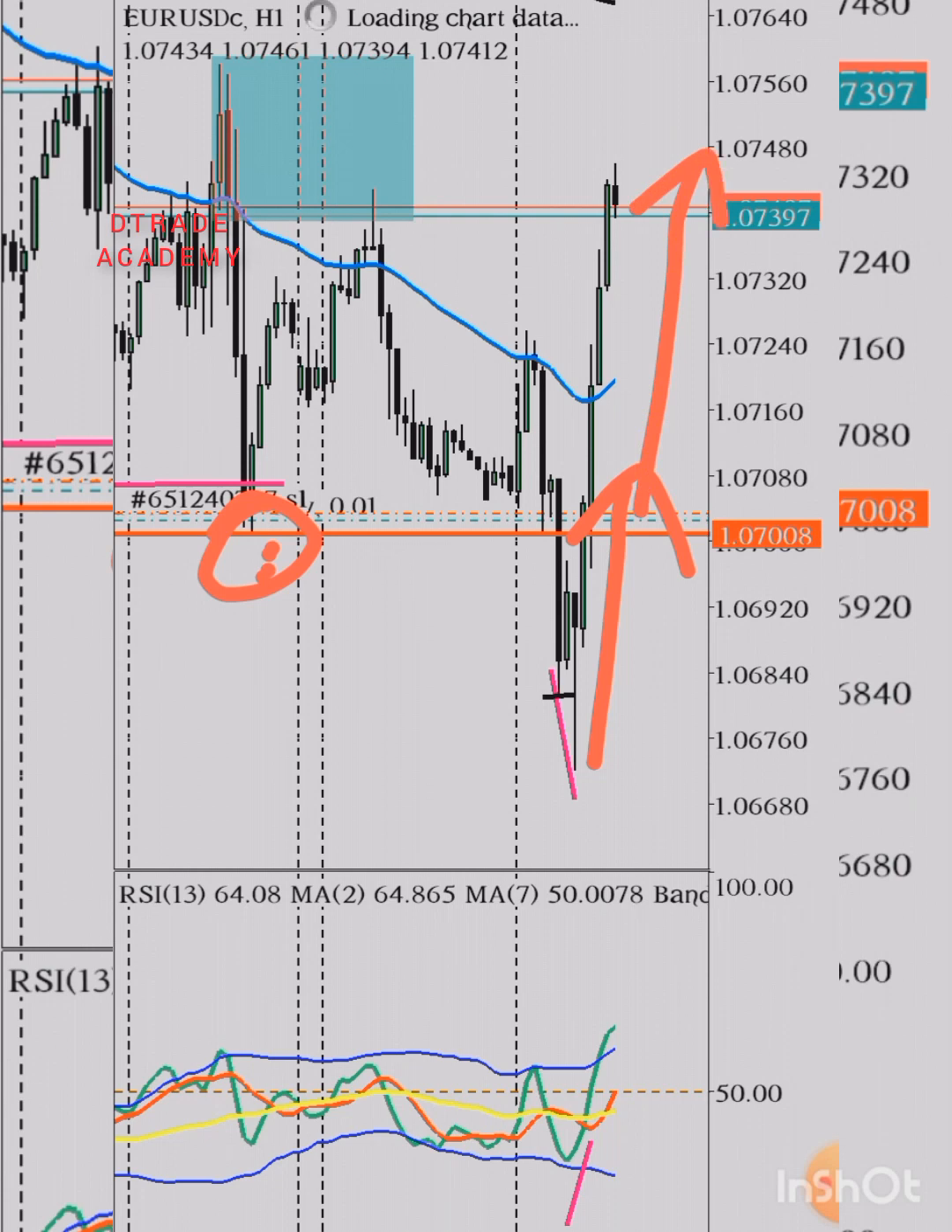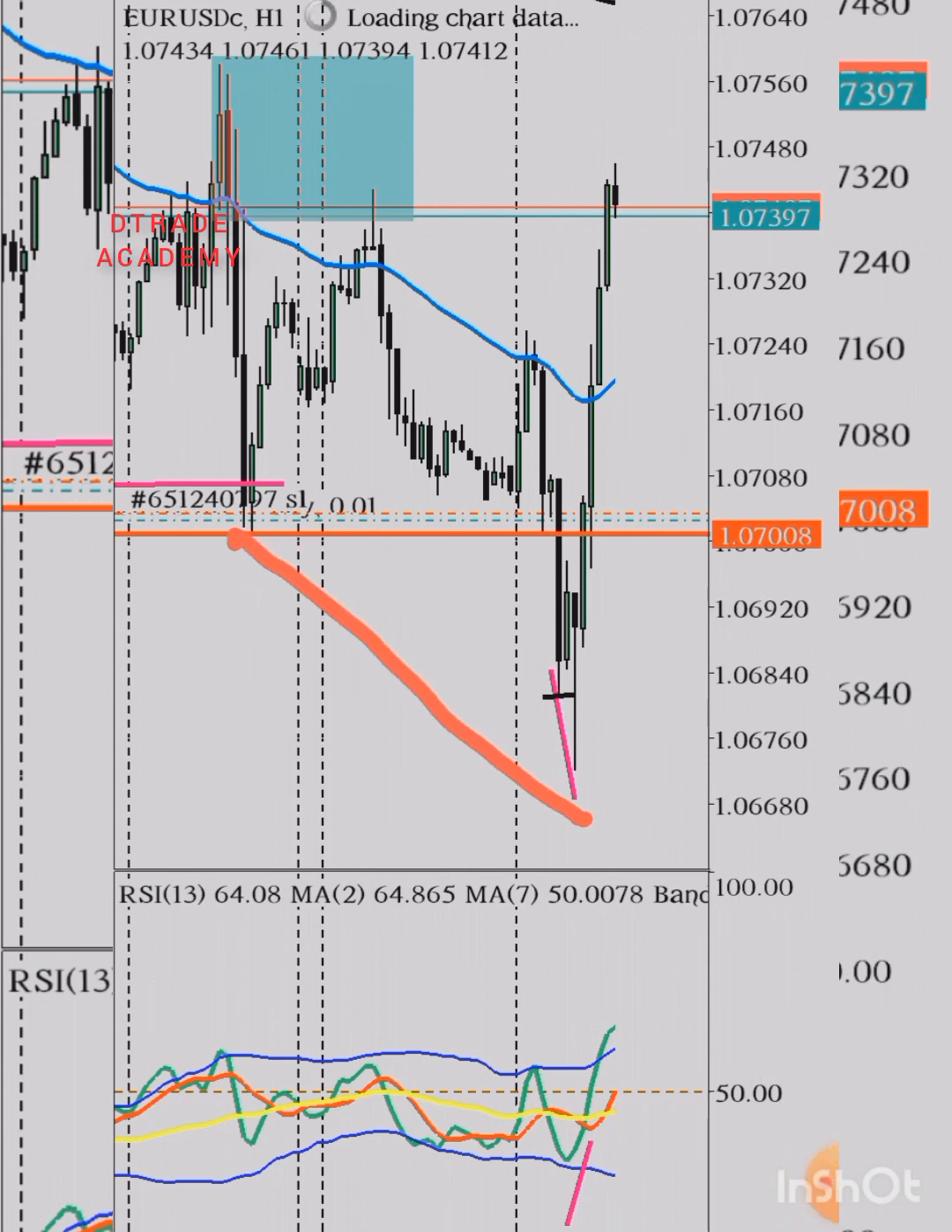We see price buying, and when price bought, how do we know that? How do we get extra confirmation? When you connect your lows and connect here, we can see this is coming downward and this is kind of going upward. That is an opportunity to buy.